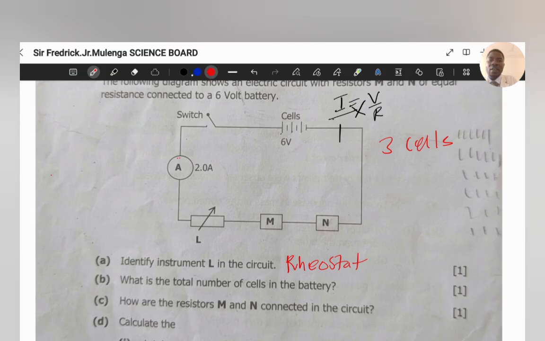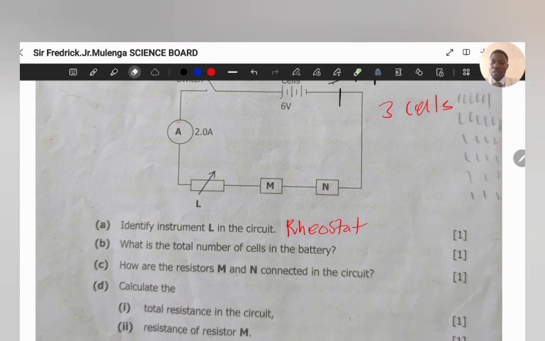So that's a pair. A pair of this is 1 battery. That's also 1 battery. 2, that one also 1 battery. So you shouldn't fail this question. It's too easy for you. Just count the pairs. Then B, how are the resistors M and N connected in the circuit?